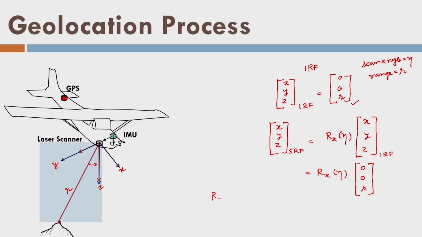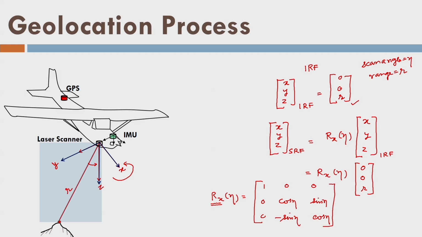What about the Rx eta? It is 1, 0, 0, 0, cos of eta, sin of eta, 0, minus sin of eta and cos of eta. So, this is Rx eta. We have rotated the instantaneous reference frame in an anticlockwise manner like this about the x axis. So, this rotation is happening here. This rotation is converting the instantaneous reference frame into the scanner reference frame.